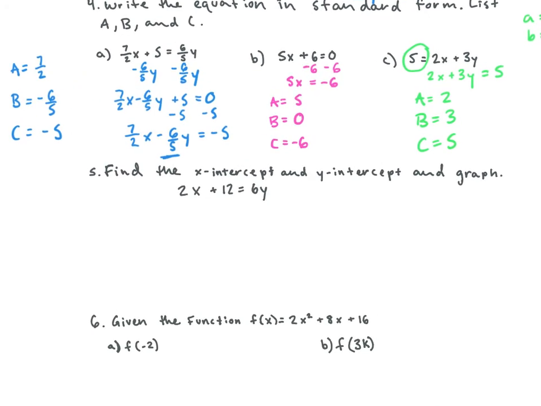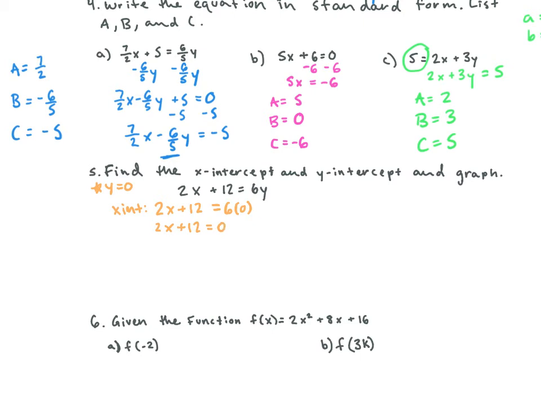All right, let's look at number 5. We need to find the x and y intercepts and graph. So our x-intercept is when y is equal to 0. So we change our y to be 0, so we have 2x plus 12 is equal to 6 times 0. 6 times 0 is just 0, so we have 2x plus 12 is equal to 0.